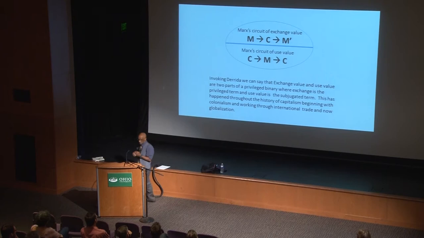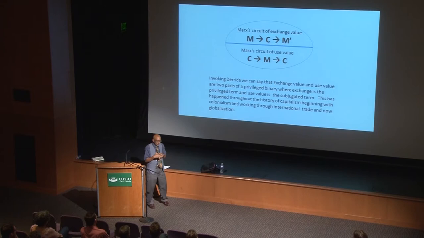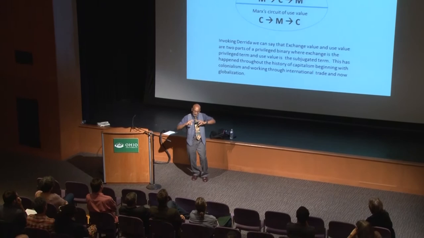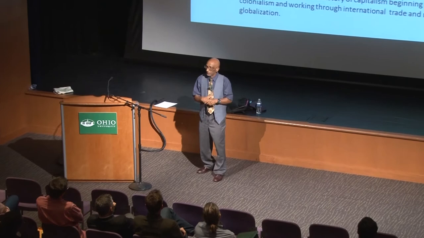Now, invoking Derrida, the French philosopher, the exchange value and use value are two parts of a binary, of a dual way of thinking, and the privileged part of the binary is exchange value, where everything is dominated by exchange value. And that's a topic that we've got to unpack and understand, and this subjugation of use value by exchange value has happened throughout the history of capitalism, beginning with colonialism and working through international trade and now through globalization. There's a remarkable continuity running through all of that.